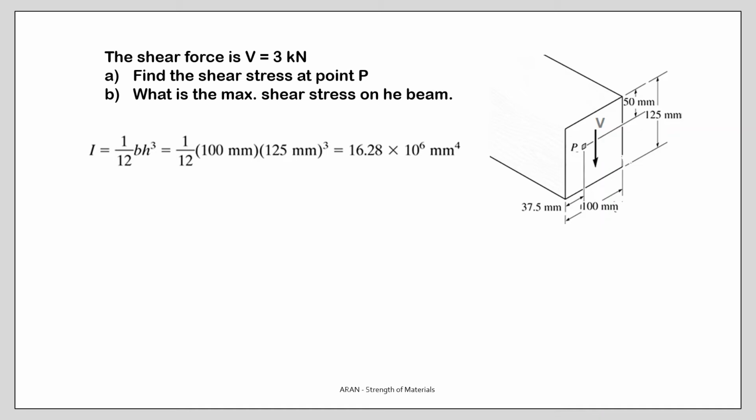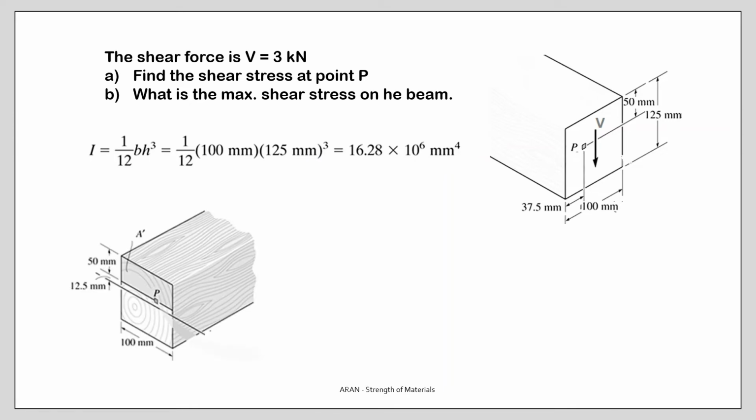Well, let's start with the moment of inertia, BH cubed. That's the moment of inertia of the section. So let's take our point P, draw a line, and this is my area above this line, A prime, and the centroid of this area is C prime. I have to determine this distance.